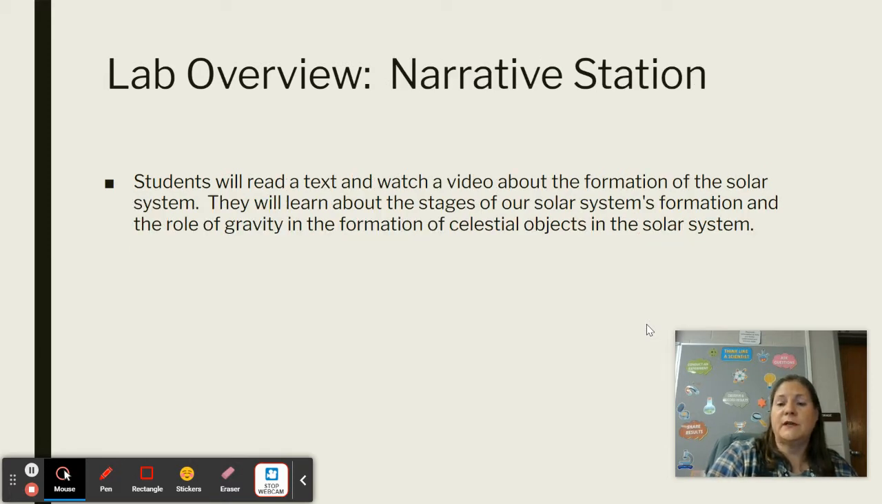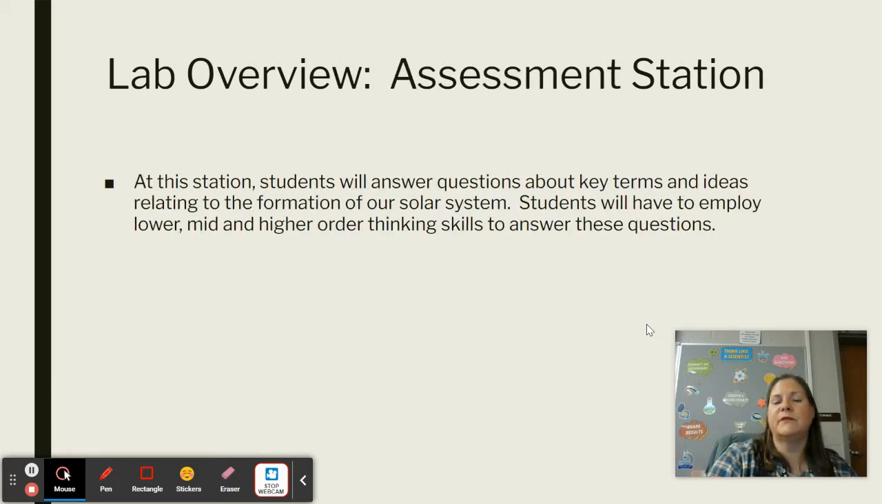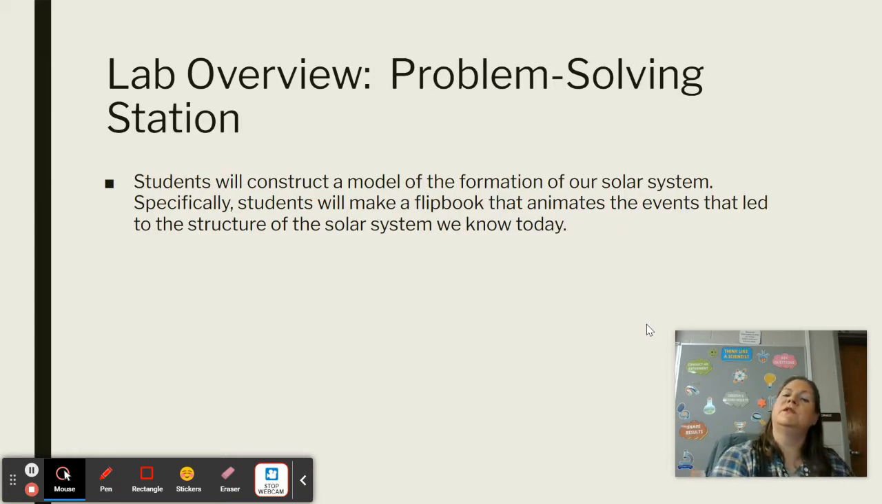The second station is a narrative station. You will read a text and watch a video that talks about the formation of the solar system, and you will learn about the stages of the solar system's formation and the role of gravity in the formation of those objects. The assessment station is the third station. You answer questions about some of what we've learned about the formation of the solar system. And the fourth station is the problem solving station. At this one, you will make a model of the formation of the solar system in the form of a flip book.